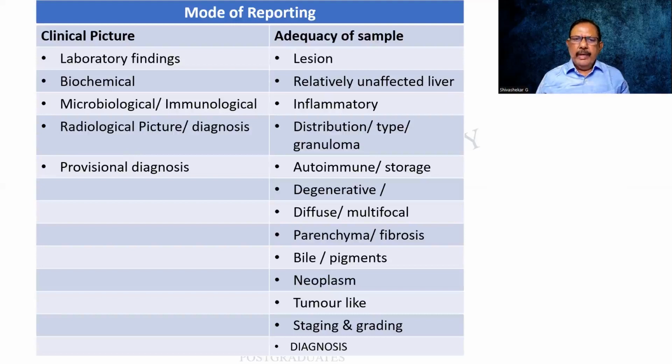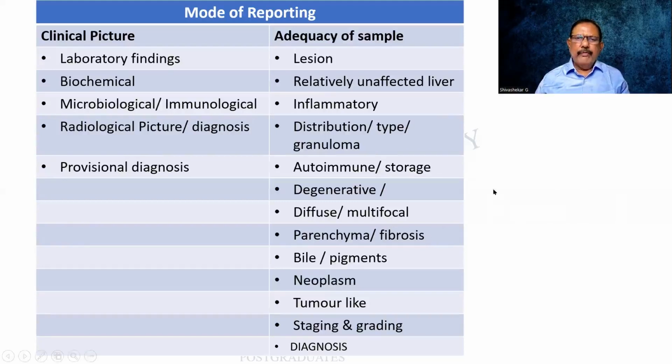Is it inflammatory? And what is the distribution? What is the type? It is periportal or it is perivenular? Do you find a granuloma? Is there any hint of an autoimmune, plasma cells, etc.? Or a storage, large, bizarre cells with vacuolated cytoplasm? Or a spongiform appearance? Degenerative disorder, diffuse, multifocal. It can be metastasis or it can be even a primary hepatocellular carcinoma.